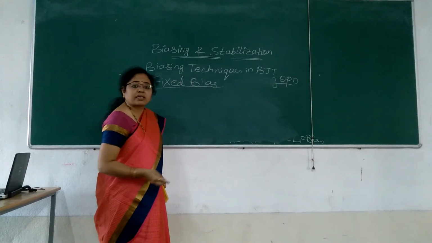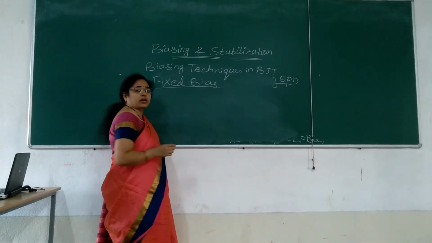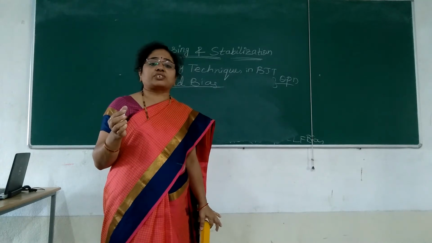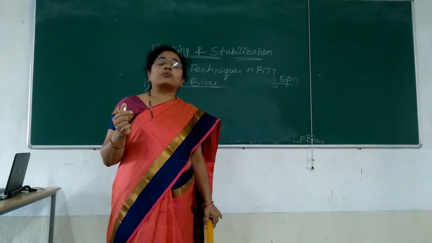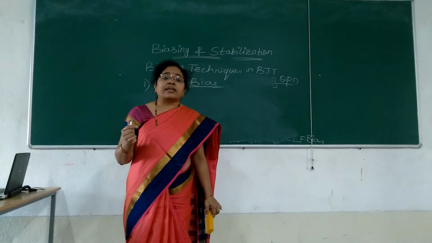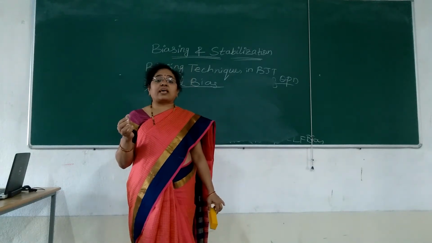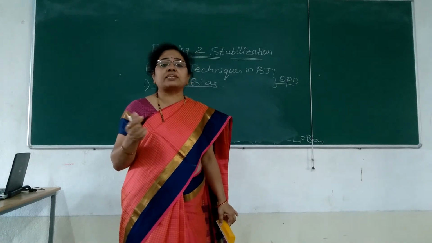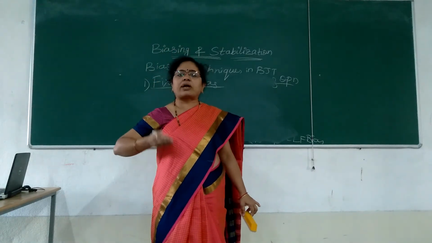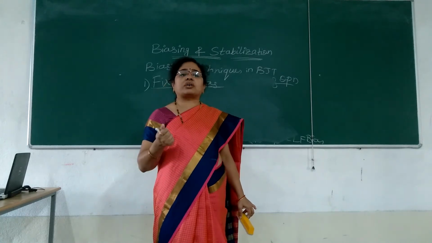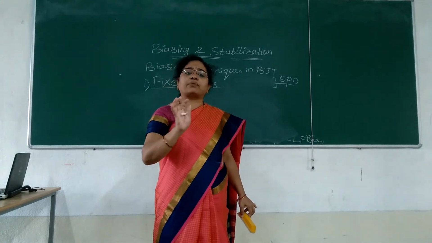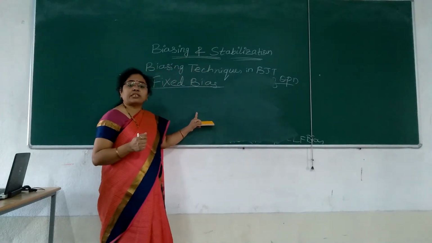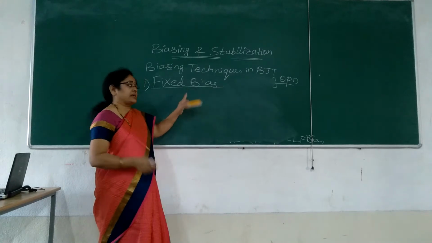What is fixed bias? Among common emitter, common base, and common collector, common emitter is the best configuration because it gives very good voltage gain, good current gain, as well as high input resistance and low output resistance. These are the required design factors which a particular BJT amplifier needs, isn't it? So, we will see common emitter configuration with the fixed bias.